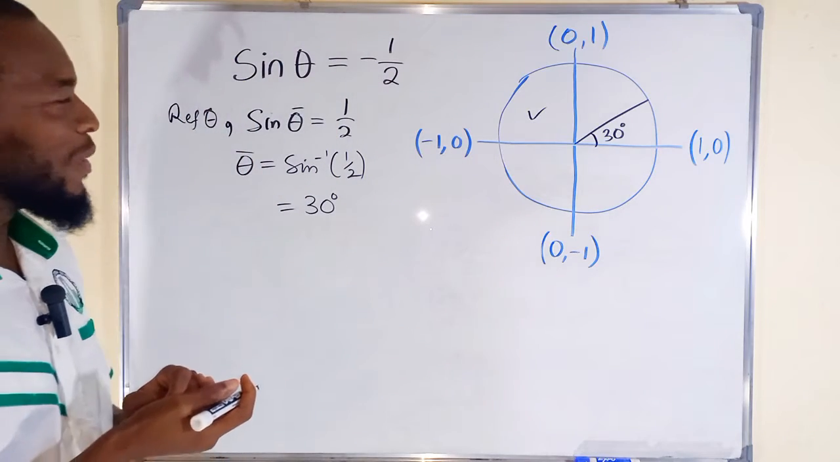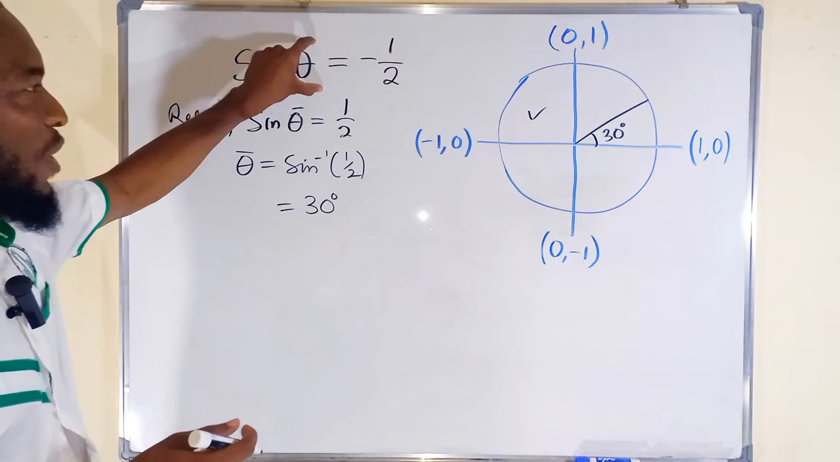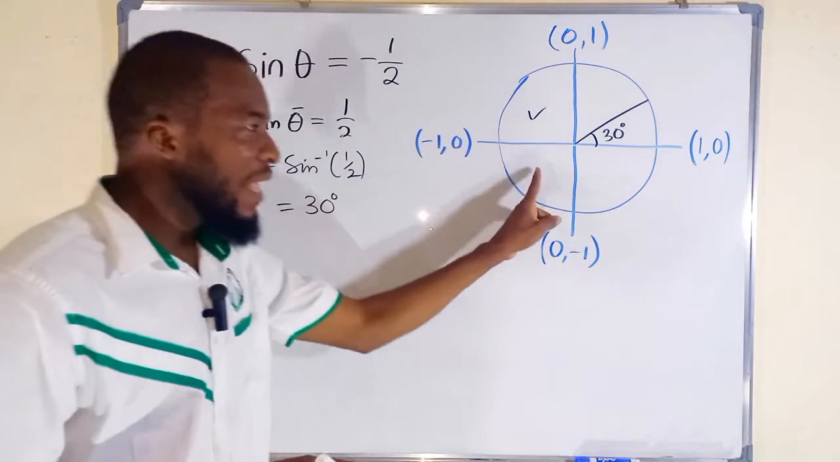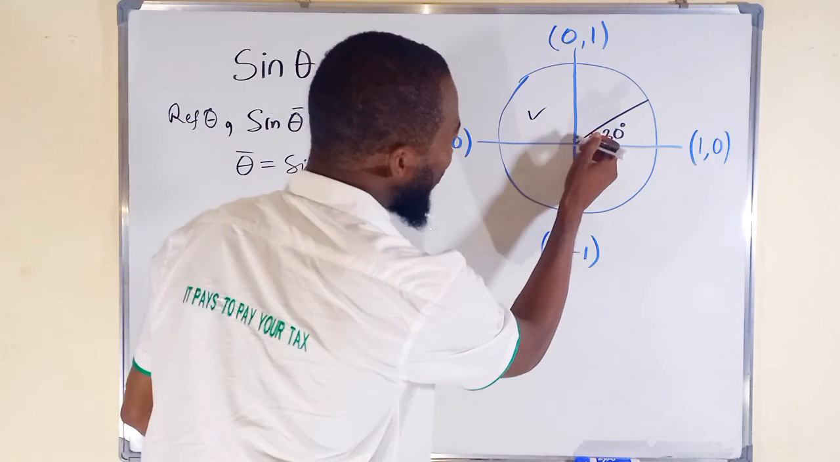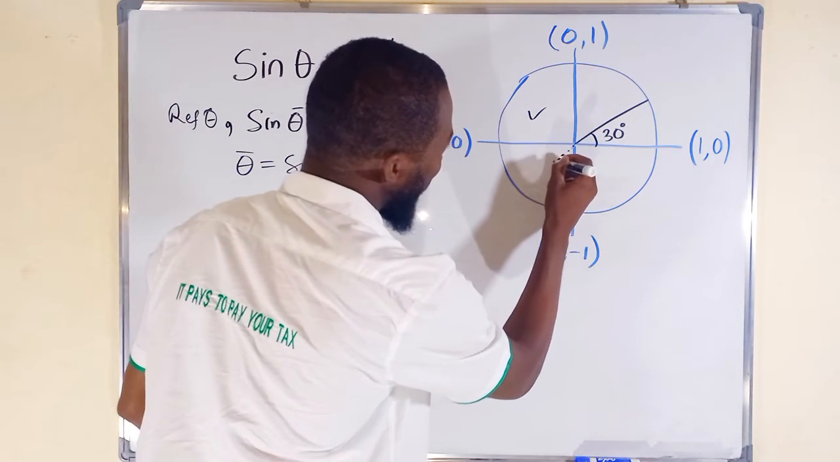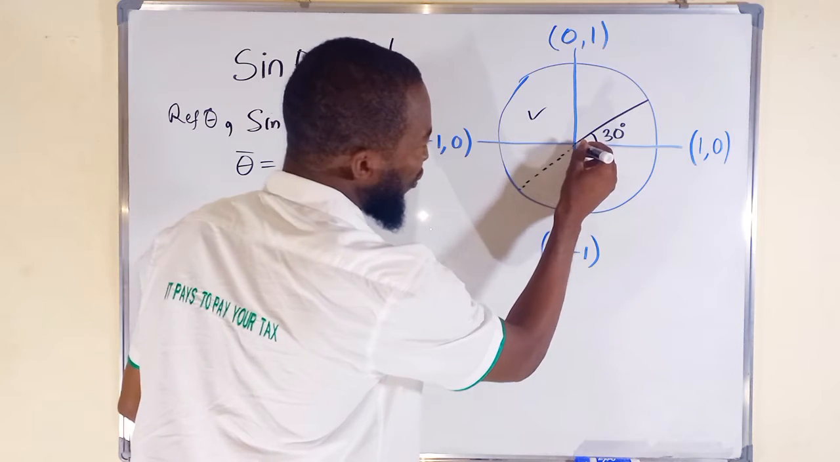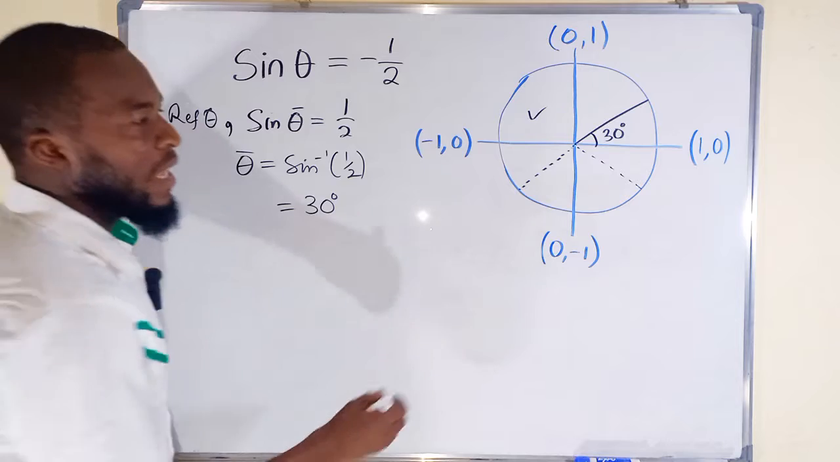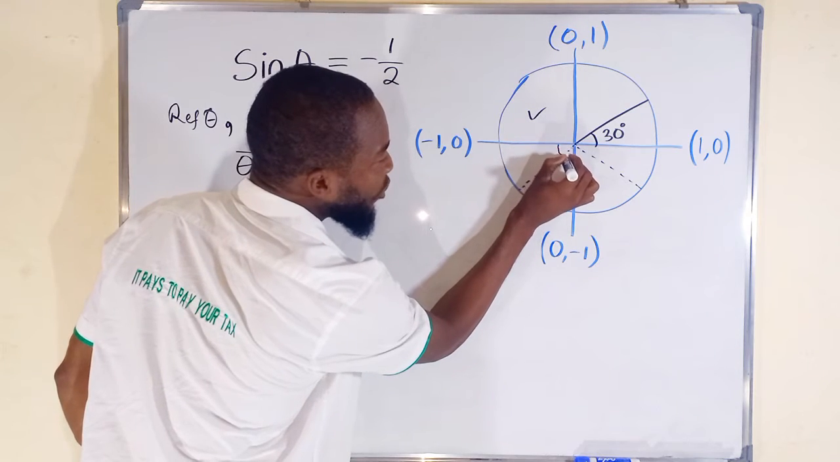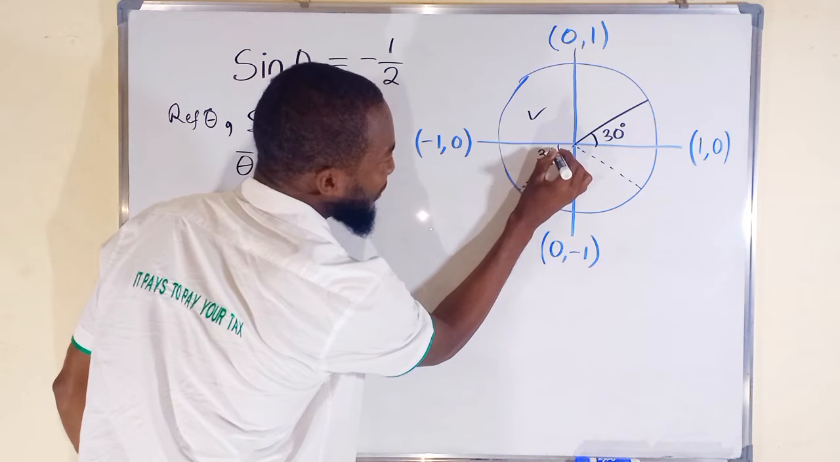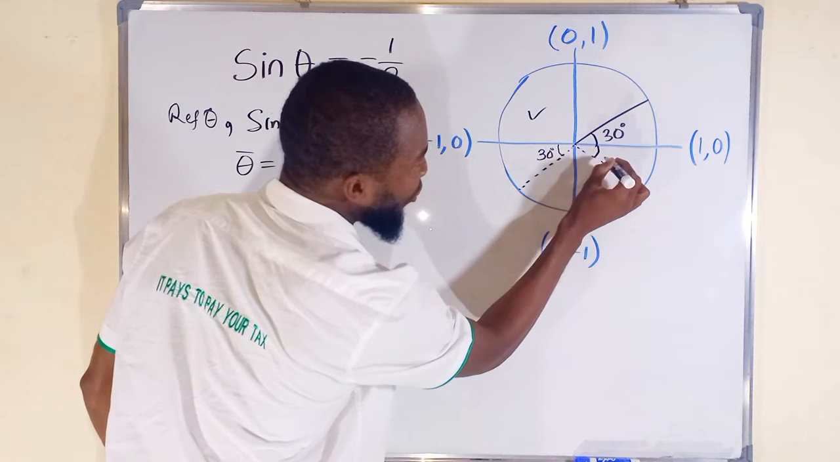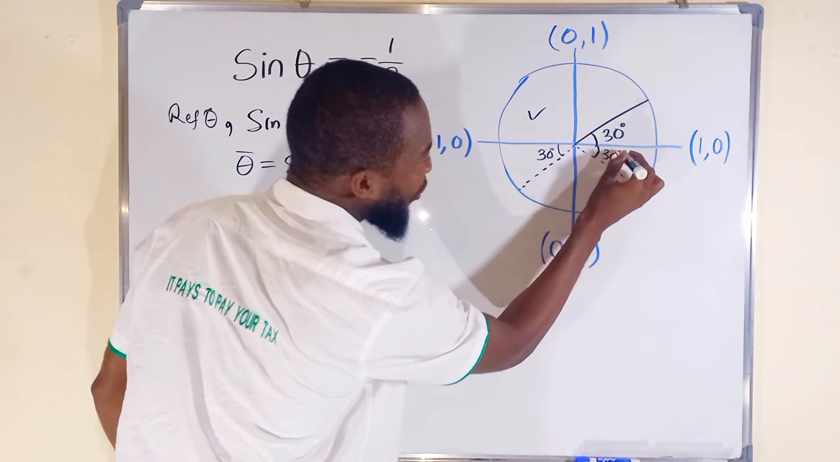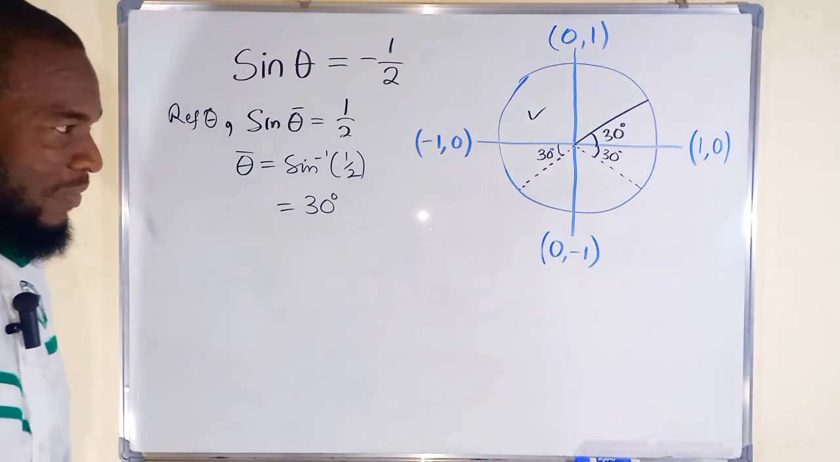But what I want to remind you is that our main equation has solutions in here and here. So now let us extend this, and also here. What do we need to know? The measure of this angle must be 30 degrees. Likewise, this one must be what? 30 degrees. They will all have the same measure.